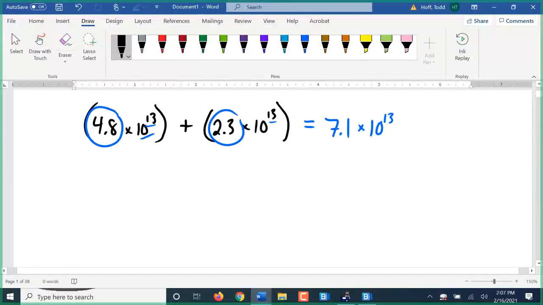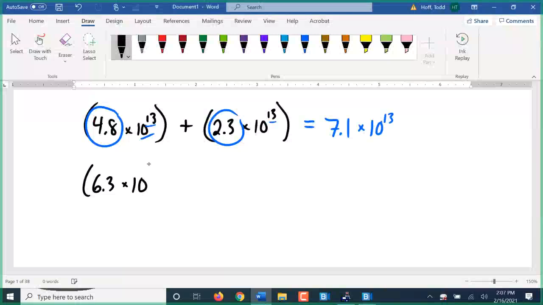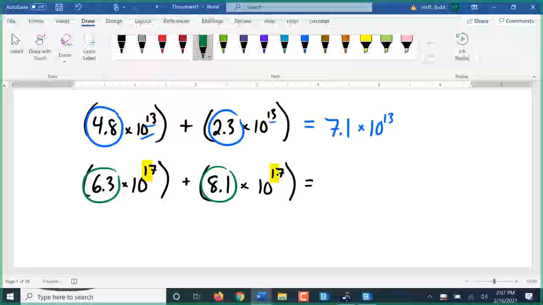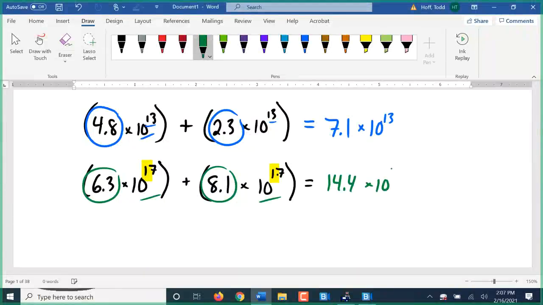It doesn't always stay quite that simple. We might have 6.3 times 10 to the 17th plus 8.1 times 10 to the 17th. Now here again, we have the same name. Both of these are 10 to the 17th. So we're going to go ahead and combine counts. 6.3 plus 8.1 is 14.4. Then we keep the same name, 10 to the 17th, so times 10 to the 17th.